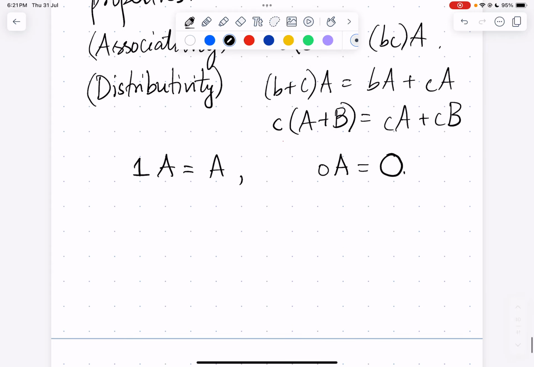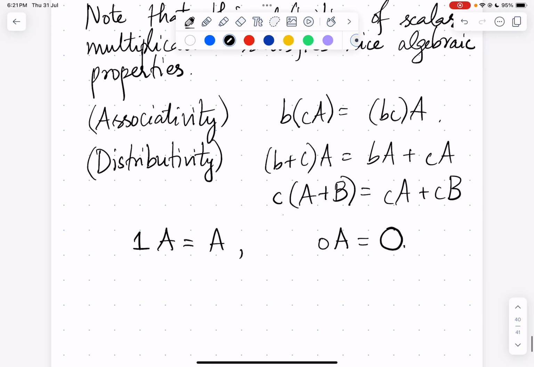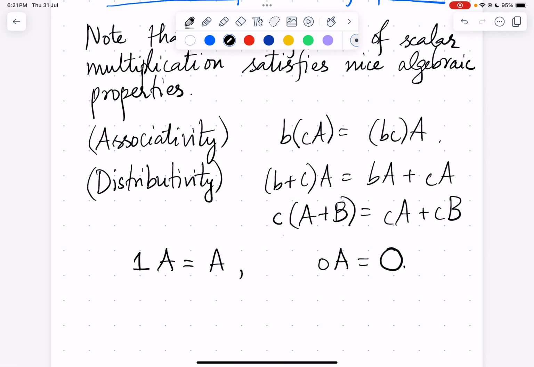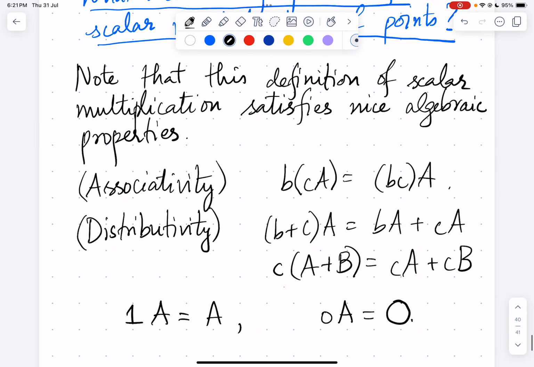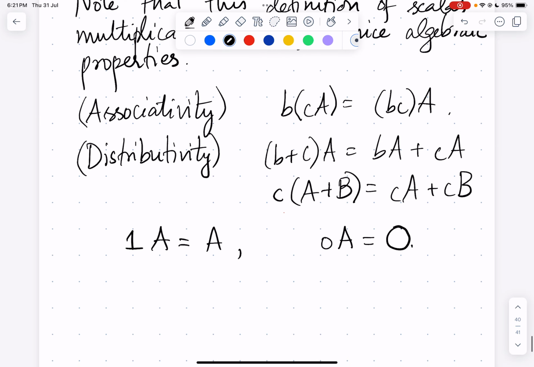Okay, so we have these basic nice algebraic properties for scalar multiplication. So this is how we add and scalar multiply points in the plane. Okay, so that's all for this part. See you in the next part.